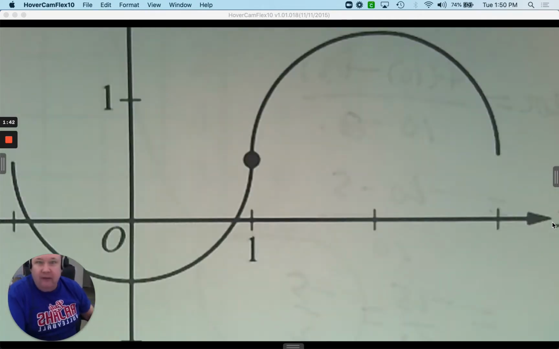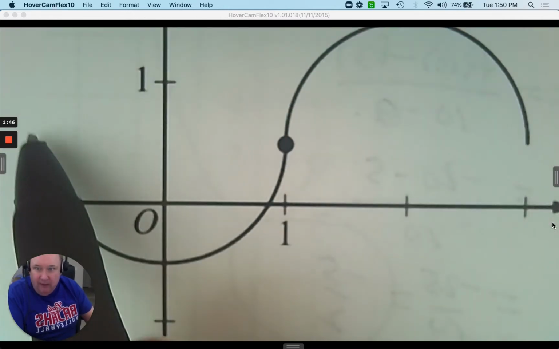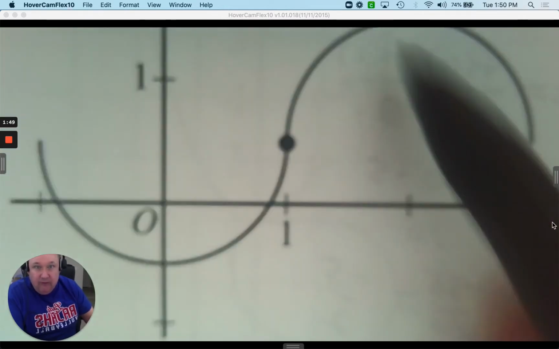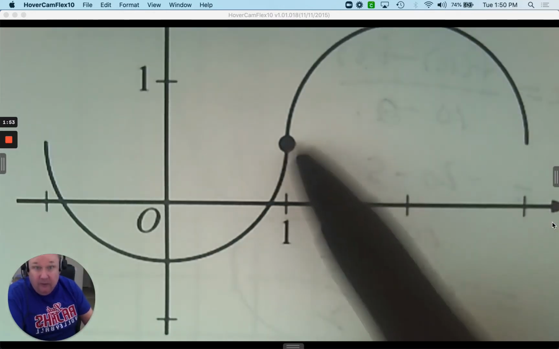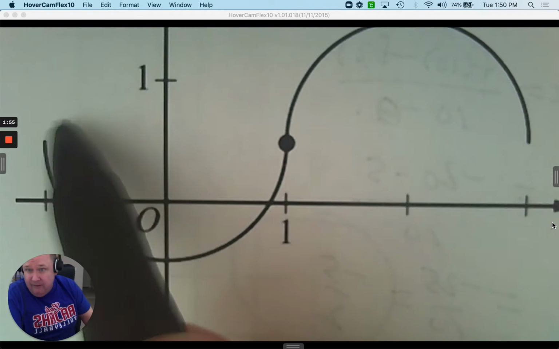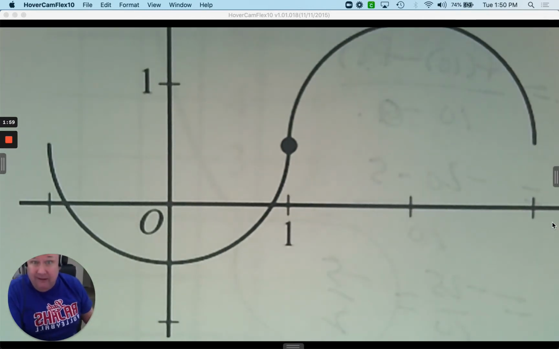So do you see how there's a value for the derivative all the way through? If you have a value for the derivative, it must be continuous all the way through for there to be a value all the way through. There's no holes, no breaks. This is continuous, the derivative. So therefore, the function must be continuous.